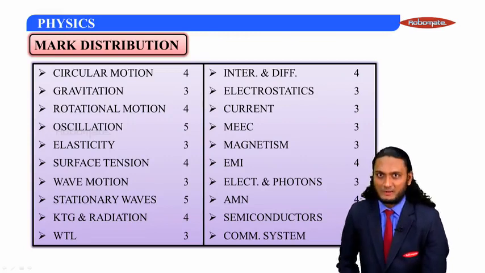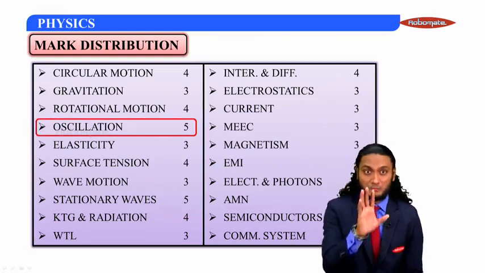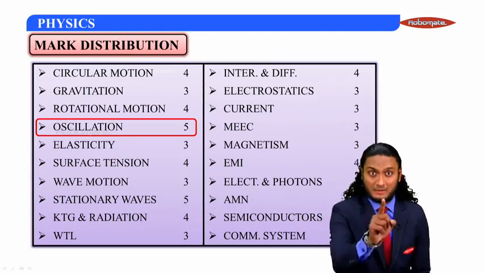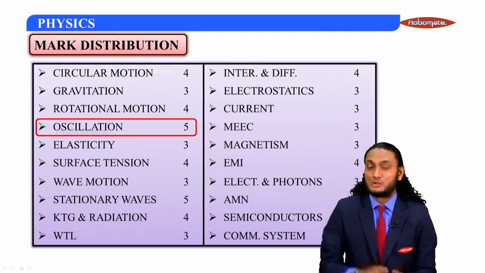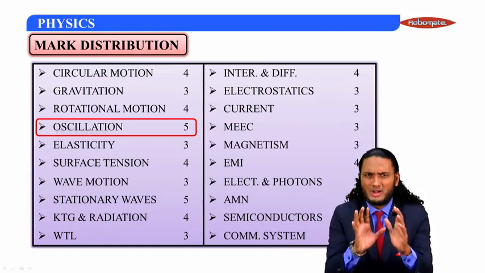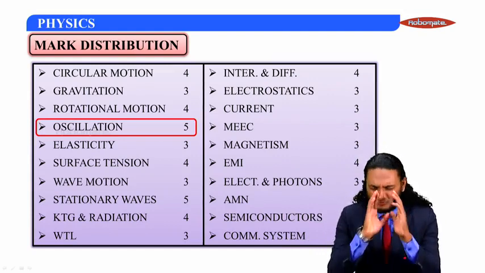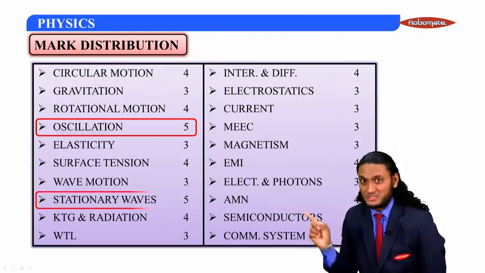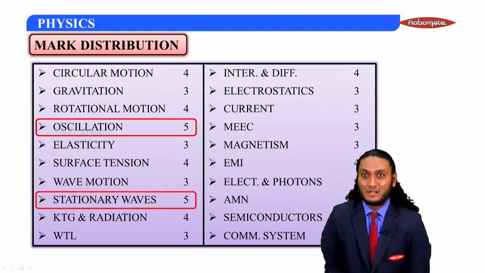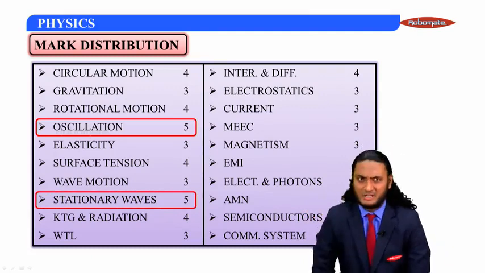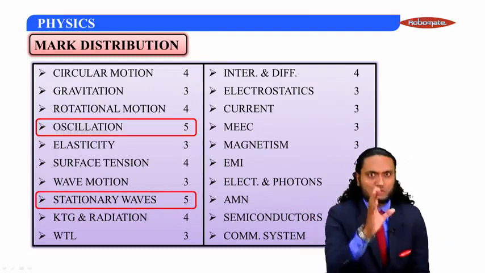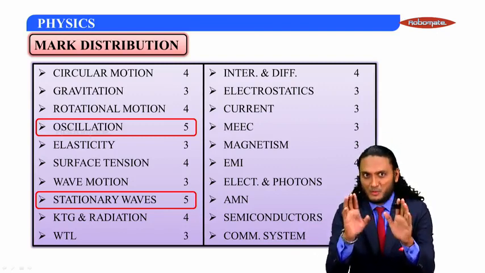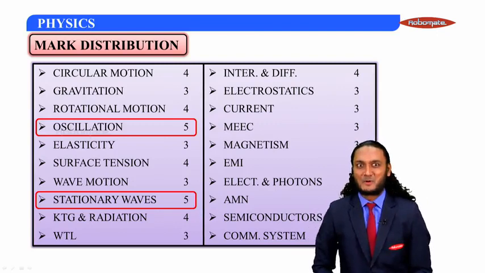Now, students, if you see this very carefully, oscillation is for 5 marks. So a long answer question can come from oscillation, and numericals can also come from oscillation. So you need to do the textbook solved examples and unsolved sums very nicely. Then in part 1, stationary waves is also for 5 marks. So a long answer question can come from stationary waves. Stationary waves has lots of numericals, so try to cover the numericals. Have you covered them? No? Then try to cover them. It's very, very important.